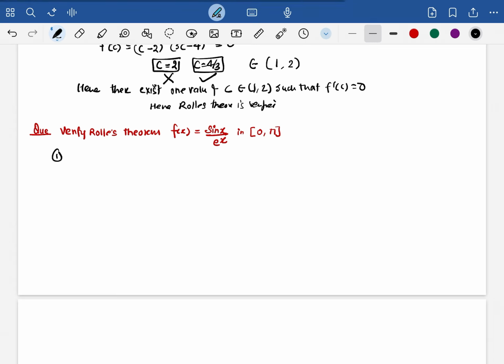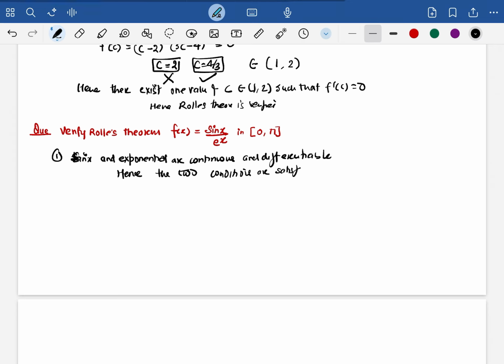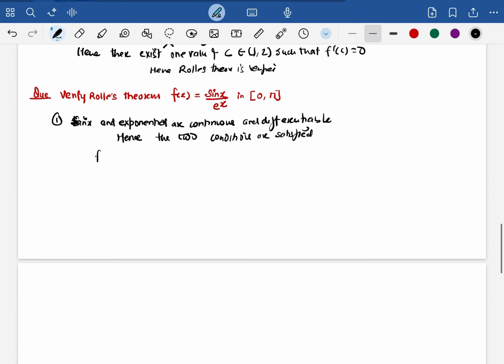we know that the summation, division or multiplication of continuous functions is also continuous. So since the trigonometric or sine function and the exponential function are continuous and differentiable both, hence the two conditions are satisfied. But we'll have to check the last condition, that f of a should be equal to f of b. So what is a? A is 0 and b is pi.